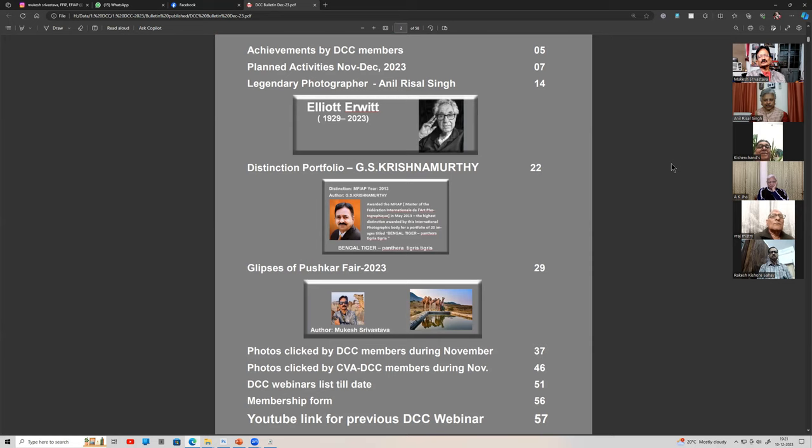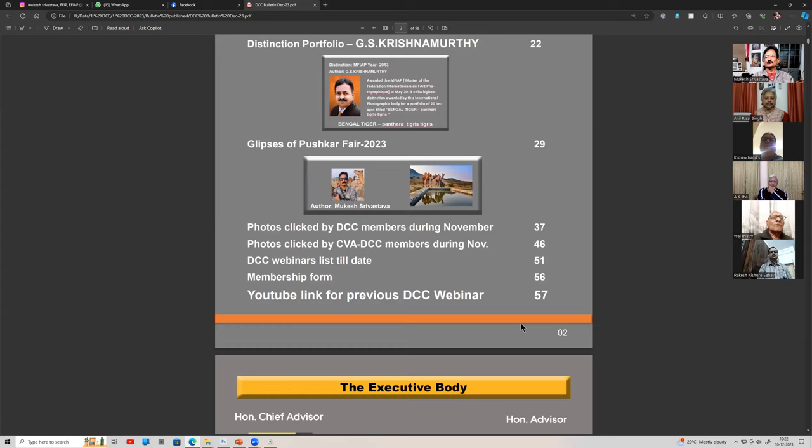In camel fair of Pushkar, I think every day I was meeting 10 to 20 photographers across the country, not across the country, even across the globe also. So I visited this time also. Normally I visit every month. So I will also give a glimpse of the Pushkar Fair. And then there we have got 2 important chapters, likewise. Photographs clicked in the month of November by DCC members and CVA DCC members also.